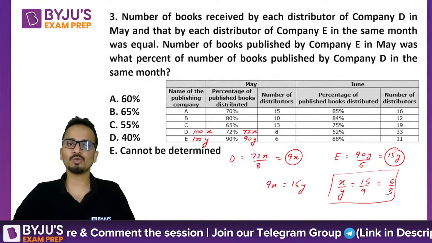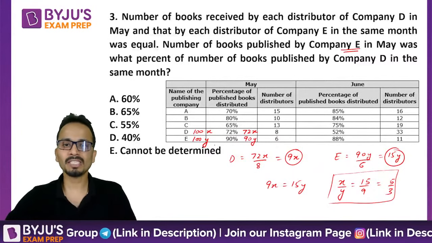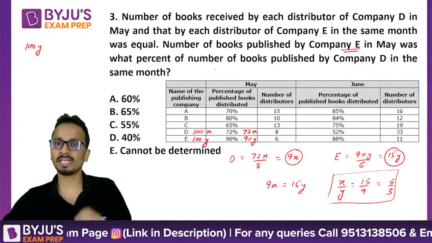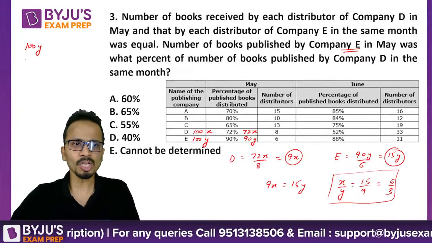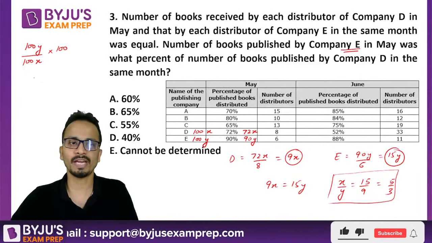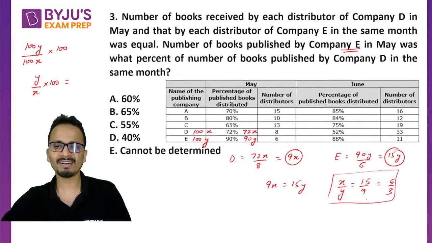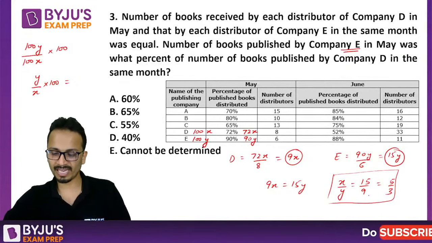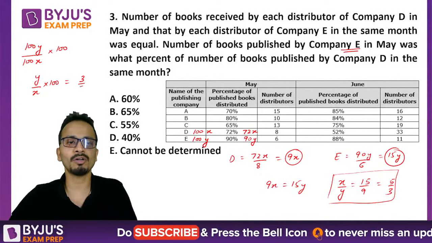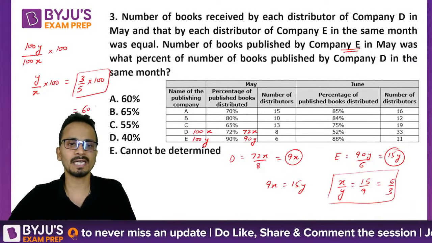Now let's see what we have to do. We have to find out the number of books published by company E. Published by company E is 100y. Was what percentage of the number of books published by company D? So 100y divided by 100x into 100 is what we have to find out, or we have to find out y upon x into 100. The value of x upon y I already have, so I can write the value of y upon x. What will the value of y upon x be? It will be 3 upon 5. Multiply by 100. Calculate this percentage and you will get the answer as 60%.